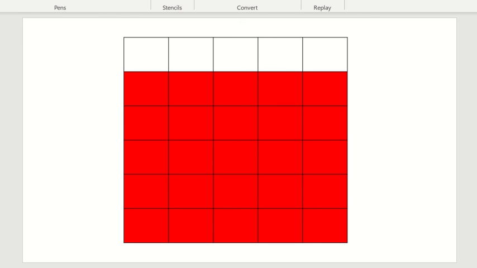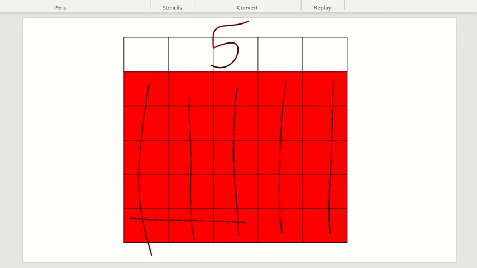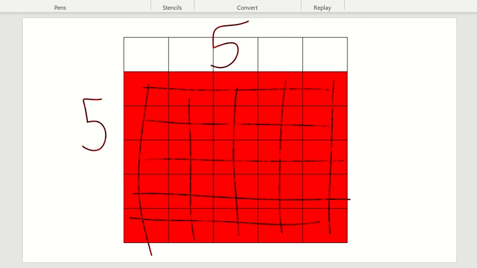We'll do a few quick practice problems this way. So if I have 5 columns, 1, 2, 3, 4, 5 columns, and I have 5 rows, 1, 2, 3, 4, 5. Instead of having to skip count or count any way, I can say 5 times 5 equals 25. And the final answer would be written 25 square units.